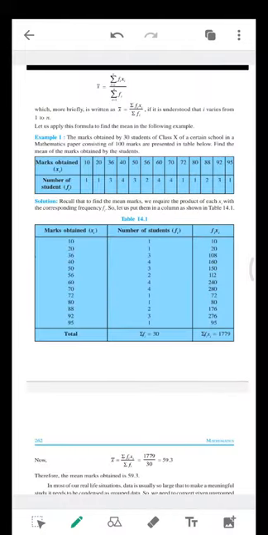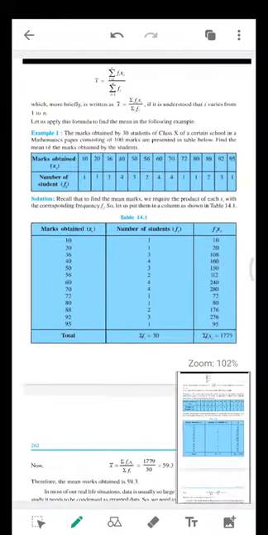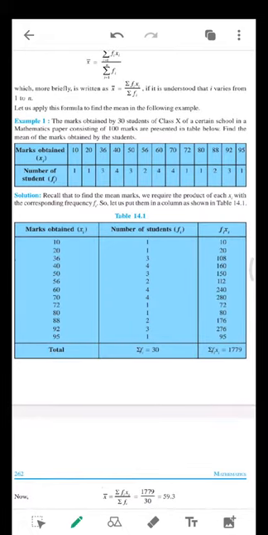Now coming to a question, you can see the example here. This is the example from your textbook. The marks obtained by 30 students of class 10th of a certain school in a mathematics paper consisting of 100 marks are presented in the table. So these are the marks of the students, and these are the number of students. So this data is tallied, but it is given individually.